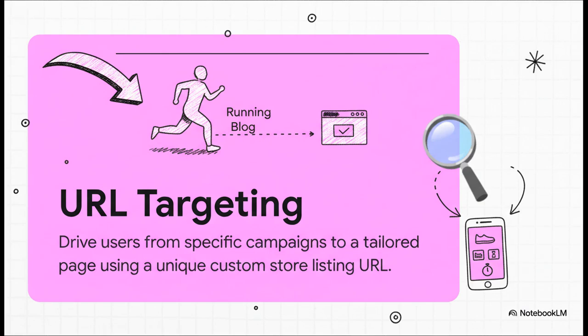Next, we've got URL targeting, which is an absolute game changer for your marketing campaigns. You can create a special link that points to a specific custom listing. So if someone clicks a link on, say, a running blog, bam! They land on a page that is all about your app's awesome running features. It makes the journey from ad to install totally seamless.